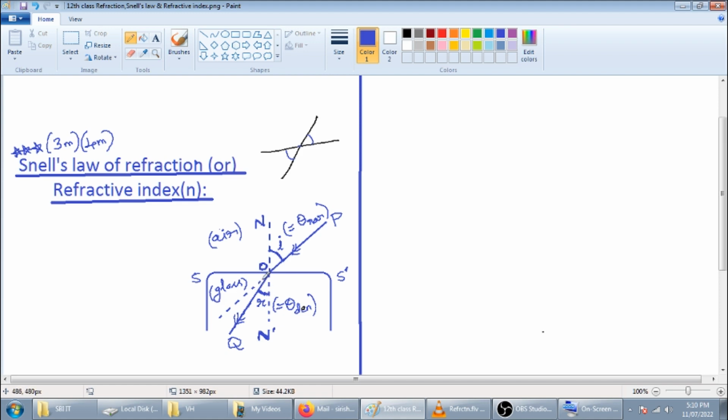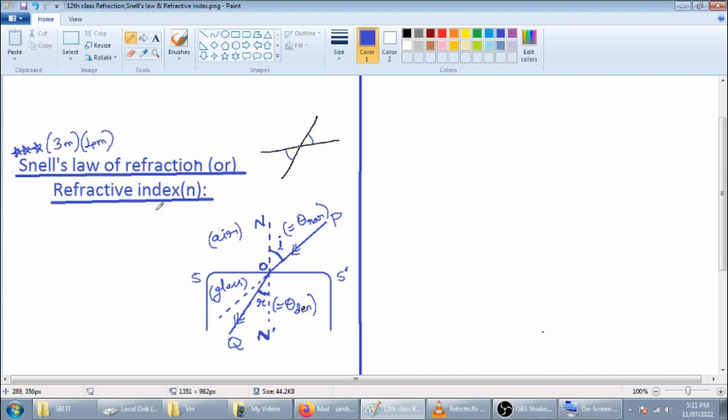If this is the direction in which the light ray would have gone inside the glass medium if there is no bending, no refraction, then this total angle should be equal to I. But now it's decreasing to a value shown as R. So the angle of refraction here is lesser than the angle of incidence. They are not equal. Then how is R related to I? That is given by Snell's law of refraction.